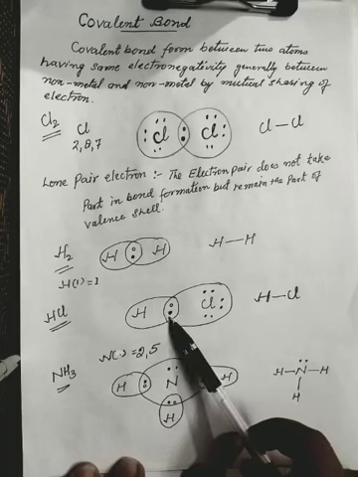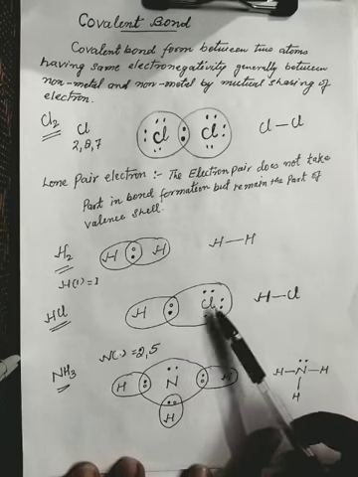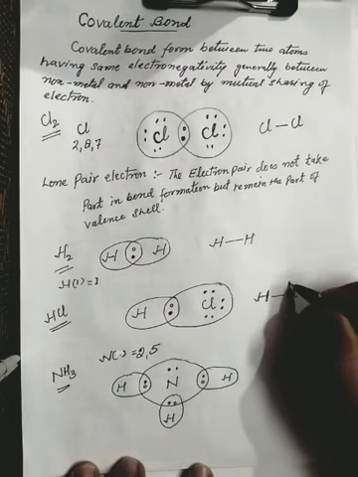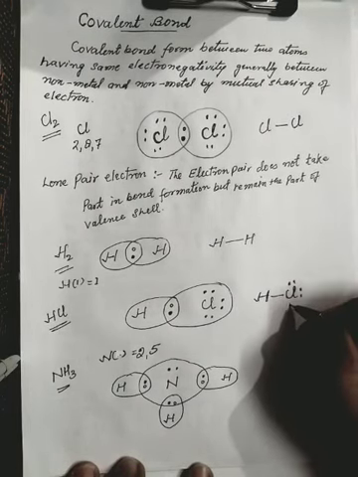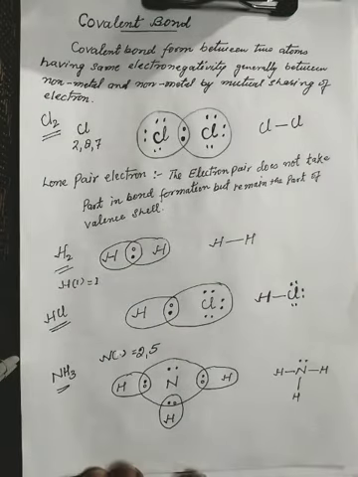So here there is 1 shared pair of electrons and 3 lone pairs on Cl. We can also write the lone pair electrons after showing the bond. These dot structures are called Lewis dot structures.